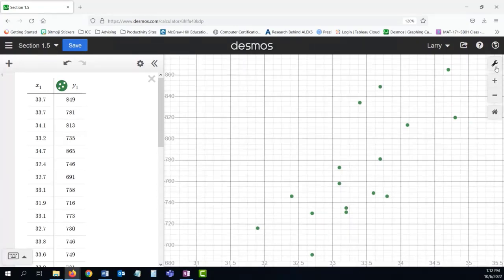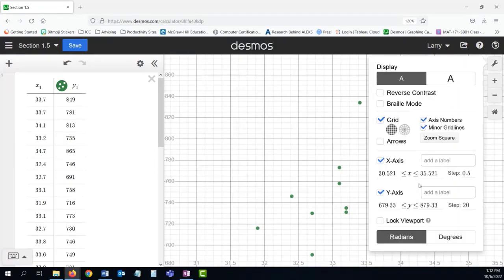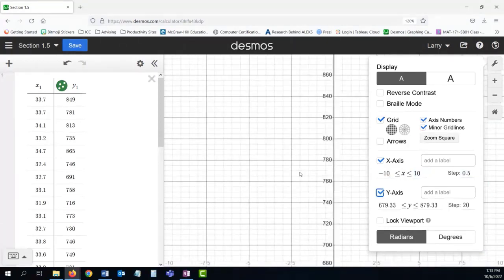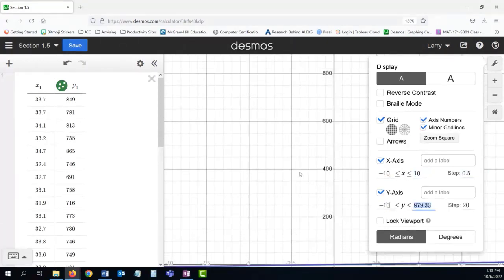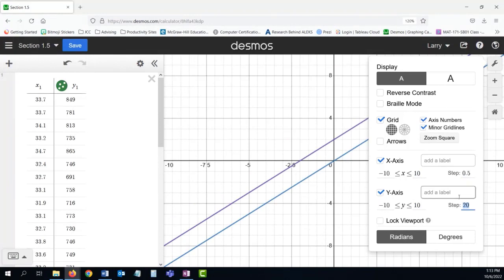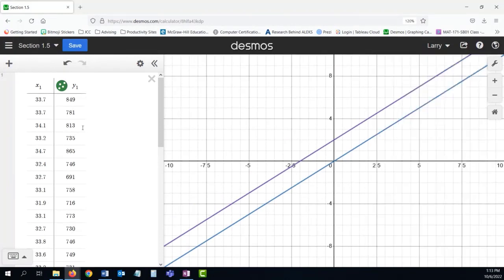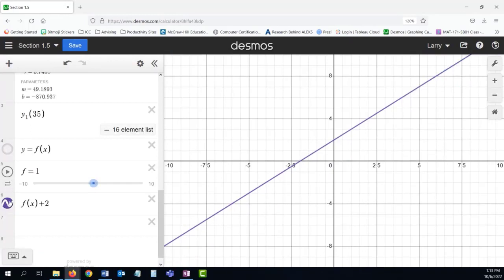And then the problem is if you type them all in, but you do something silly like me and use the standard window, you're going to find out that none of this shows up. There's nothing on this graph.